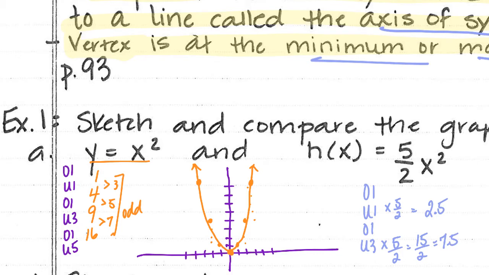So this is going to look a lot different. So I'm going over 1, up 2.5. And then I'm going over 1, up 7.5. So there's a half. 2, 3, 4, 5, 6, 7. So notice we call this a stretch. A stretch is stretching to heaven. And a shrink is shrinking towards the x-axis.